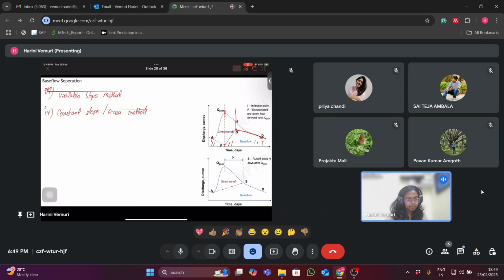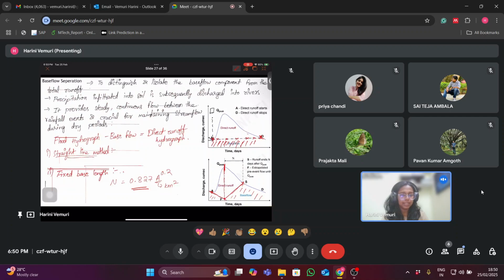Like in the fixed base method, we will calculate the number of days from the peak using the formula n equal to 0.827 A to the power 0.2, where A is in square kilometers, and we will get the number of days. So we will use this to locate the point S from the peak, and we already know A is the start of the hydrograph, and we will just draw a straight line joining A and S. So the area below the line AS will be the base flow volume, and the area above will be contributing to direct runoff.